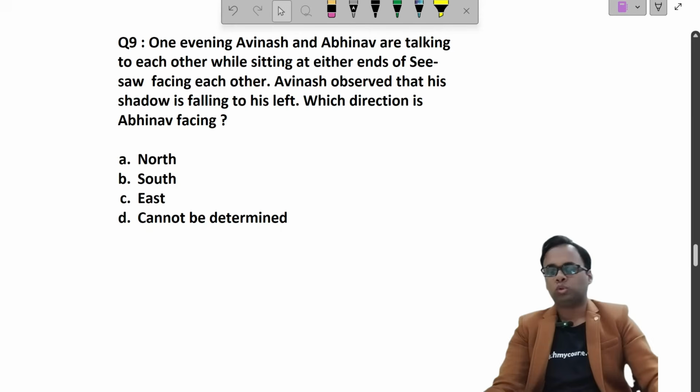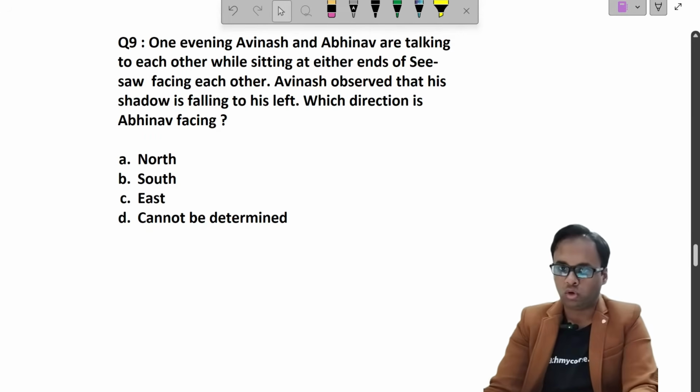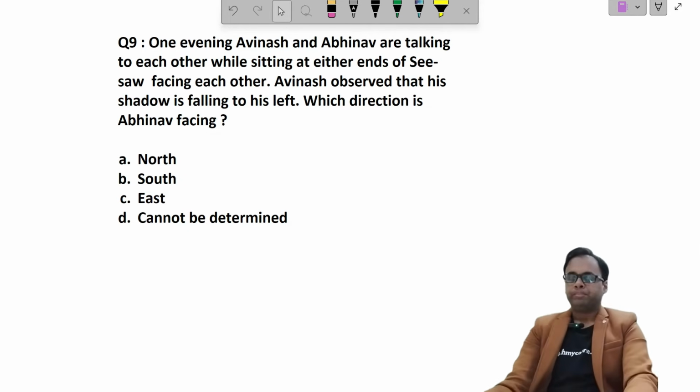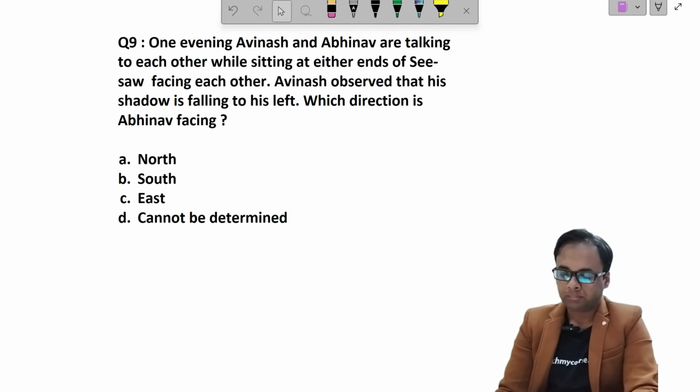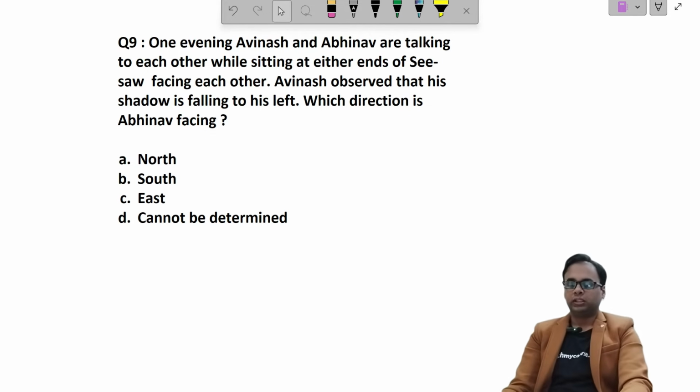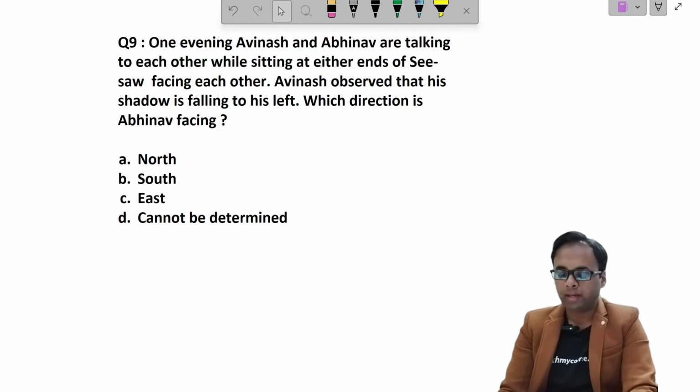Let us see the next question, which is also a very good one. One evening, Avinash and Abhinav are talking to each other while sitting at either ends of a seesaw facing each other. Avinash observed that his shadow is falling to his left. Which direction is Abhinav facing?